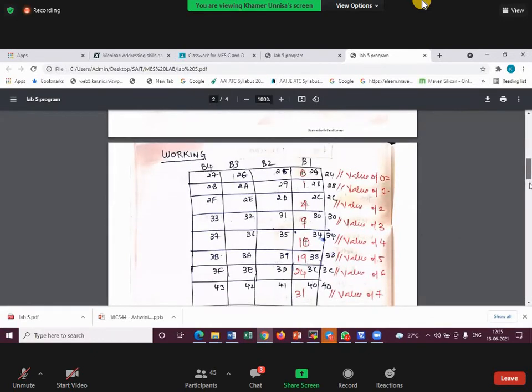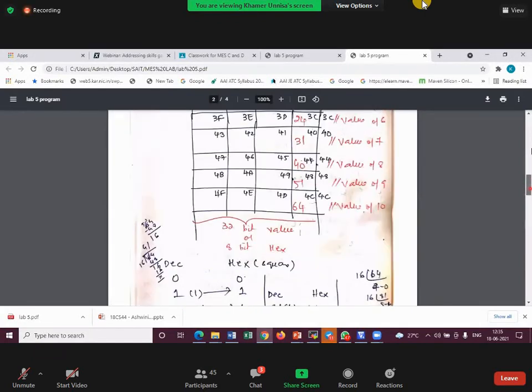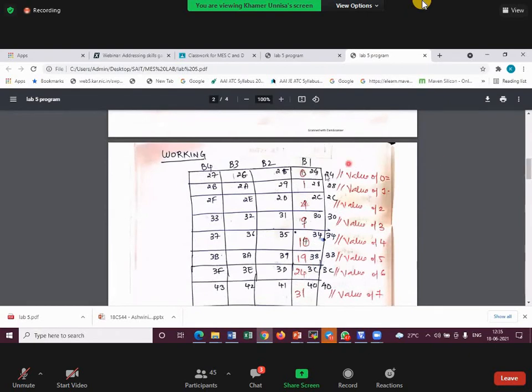So what is the logic first? The logic is like this. First, R0 will always be loaded with the starting address of table 1. So what is the starting address of table 1? It is 24. Whatever value you want to find out, whether 5, 4, 3, 2, 1, etc., always the starting address of table 1 will be loaded. So it is 24, a hexa value.